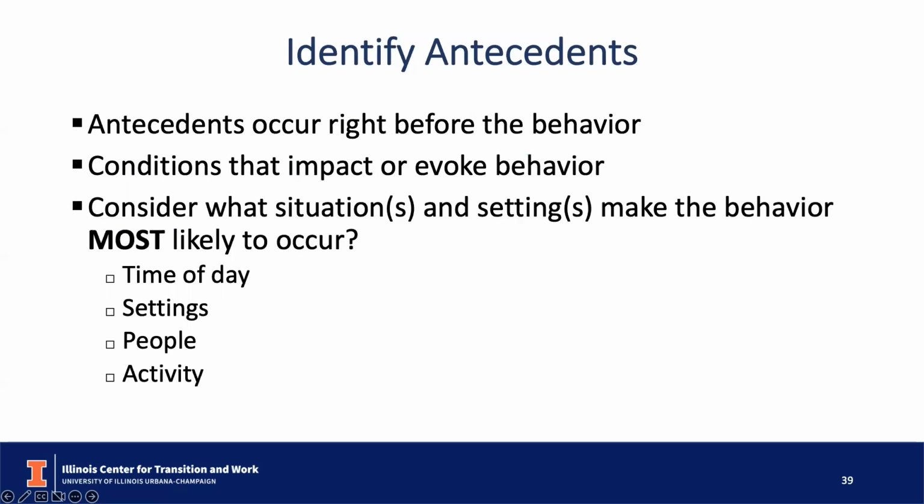Next, you're going to want to look at the antecedents. The antecedents are those things that occur right before the behavior happens, the conditions that impact or evoke the behavior. And you want to consider what situations and settings make the behavior most likely to occur. So thinking about the time of day, the setting, people involved in the activity.